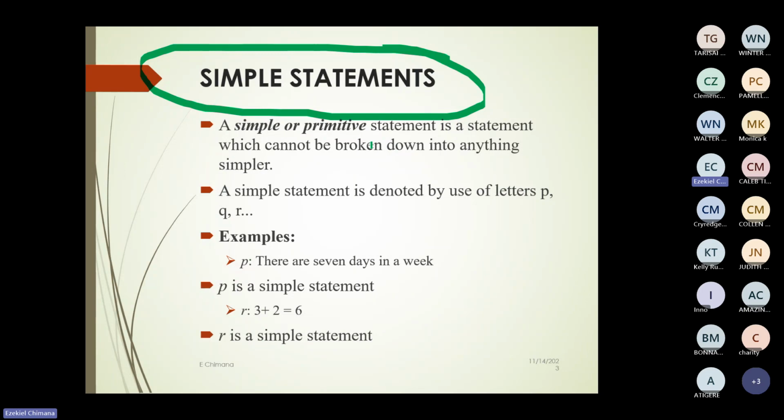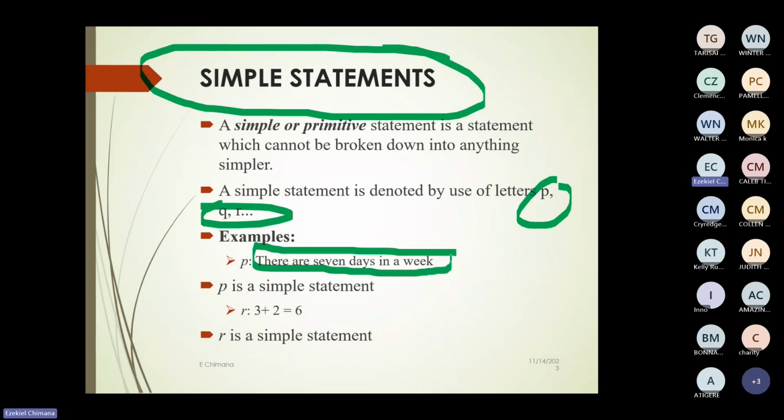A simple statement is denoted by the letters P, Q, and R. Normally we use the letters P, Q, and R, but you are free to use any letters that you want. For simple statements, we normally use these small letters P, Q, and R to denote our statements. For example, the statement P is such that there are 7 days in a week. This one is a statement because we can actually confirm if there are 7 days in a week. So this statement can be either true or false.